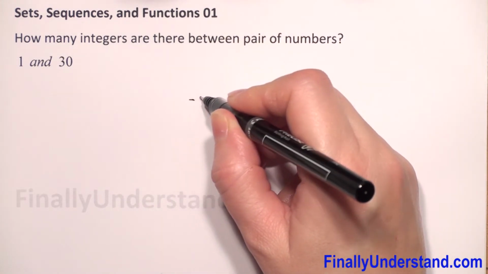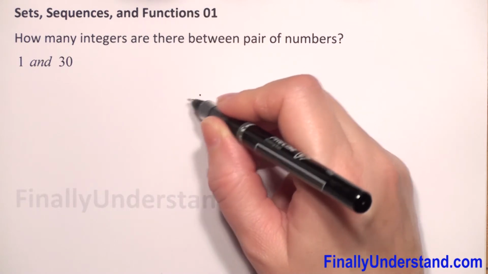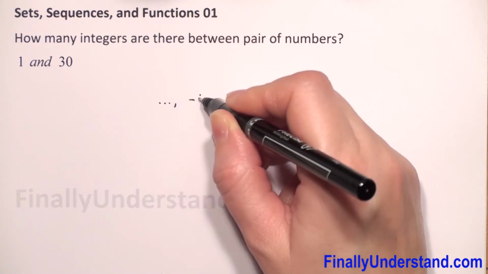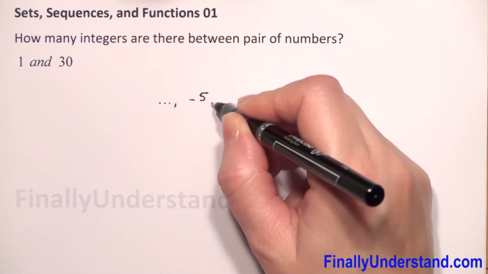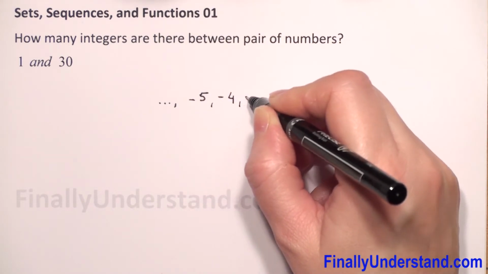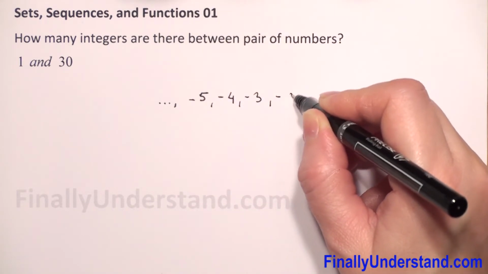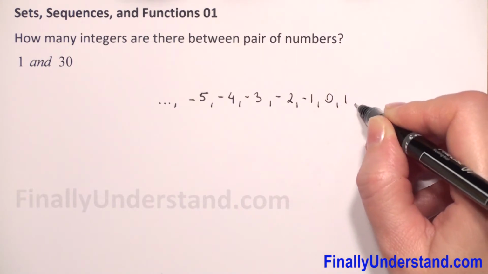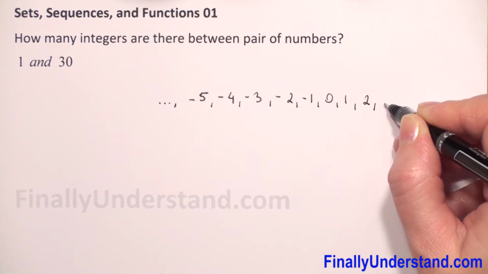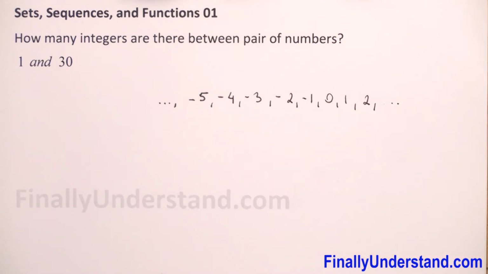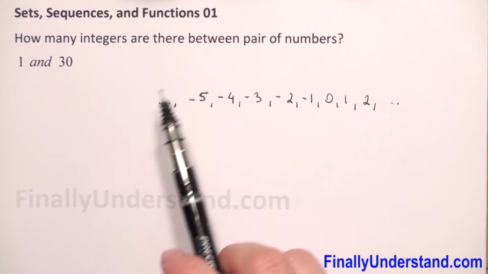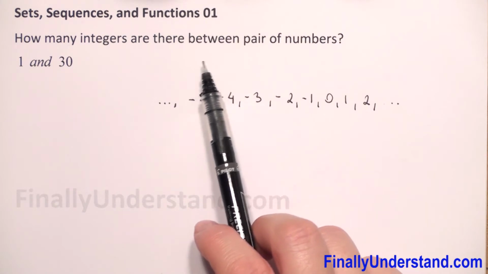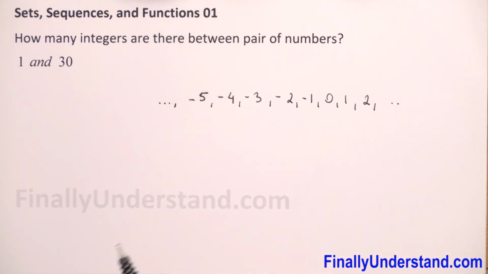We have from negative infinity, these numbers: negative 5, negative 4, negative 3, negative 2, negative 1, 0, 1, 2, and they go to positive infinity. What else? When we have the word between, it means we have to include both ends of the range.